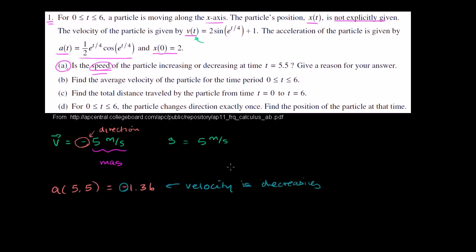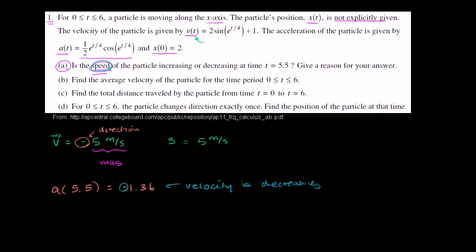Now, you might be tempted to say, we're done. But remember, they're not asking us, is the velocity of the particle increasing or decreasing? They're asking us, is the speed of the particle increasing or decreasing? And if you're saying, hey, how did I know that? Just remember, acceleration is just the rate of change of velocity. If acceleration is negative, that means the rate of change of velocity is negative. It is going down. But anyway, how do we address this speed issue? How do we think about it?